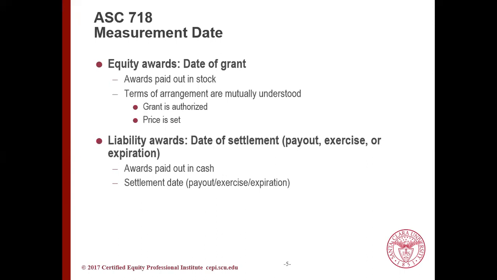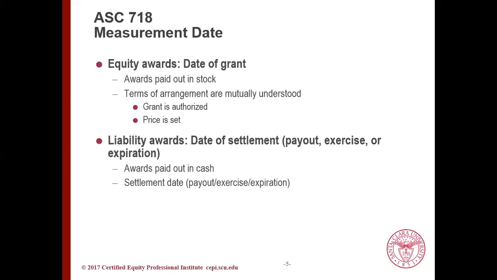There are two types of stock awards. There's equity awards and there's liability awards. And the difference between the two of these is largely how they're paid out. Equity awards are generally paid out in stock, and liability awards are generally paid out in cash. For equity awards, our measurement date is usually going to be the date of grant. And under ASC 718, that's specifically defined as the date the terms of the arrangement are mutually understood.